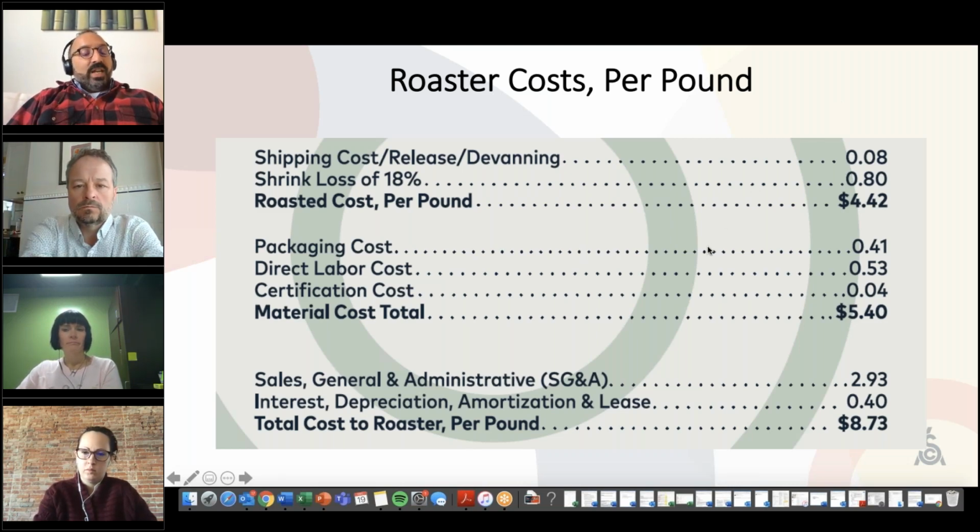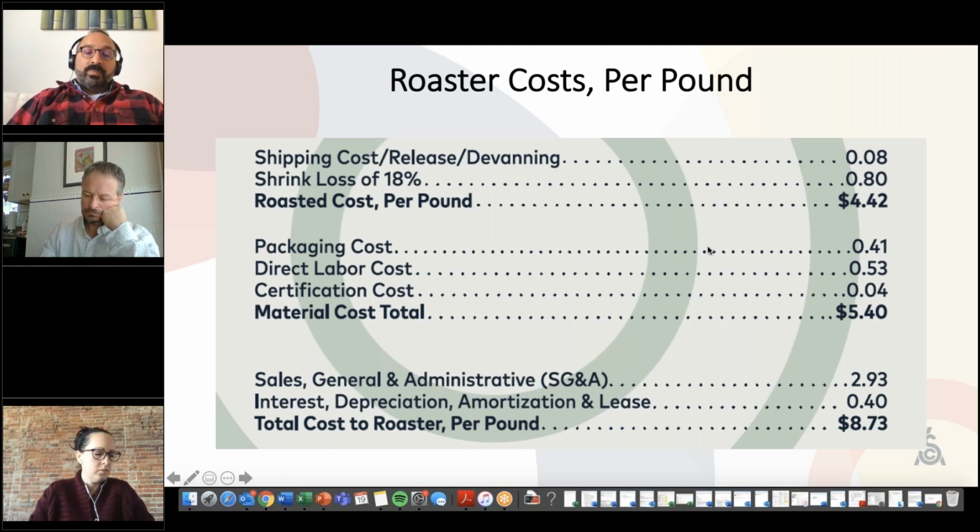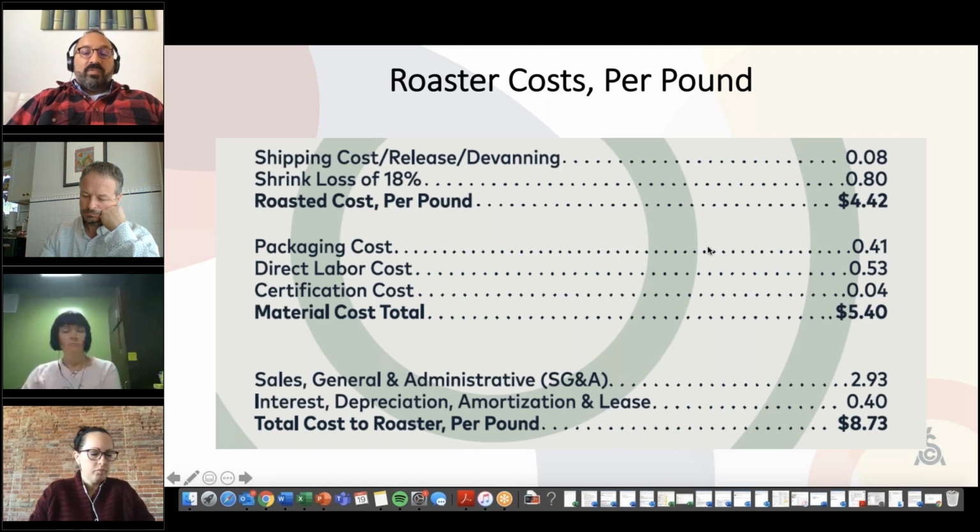We've got this number here, certification cost. Oftentimes coffees carry with them costs associated with certification like organic or fair trade certification that apply to the green coffee. There are other certifications like B Corp, for example, that certify something about the roaster. In an organic coffee scenario, the roaster also has to be certified organic. So that incurs some cost here. We wanted to recognize those costs as costs, and that's about 4 cents. So now we've brought our material costs up to $5.40.